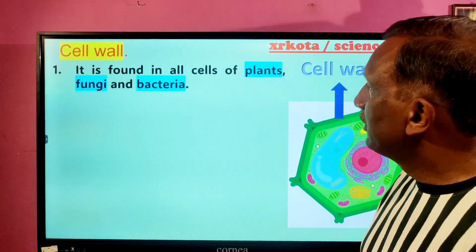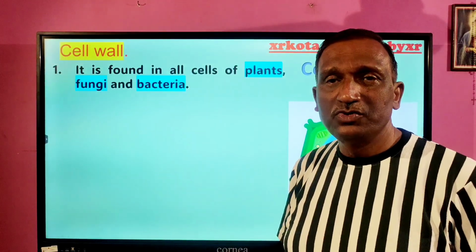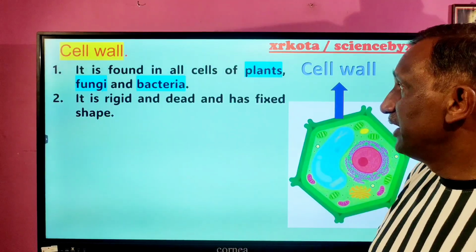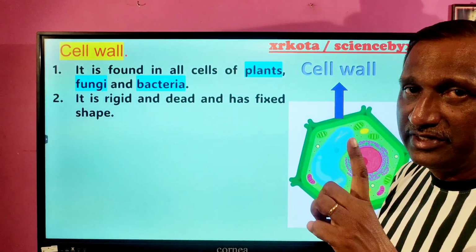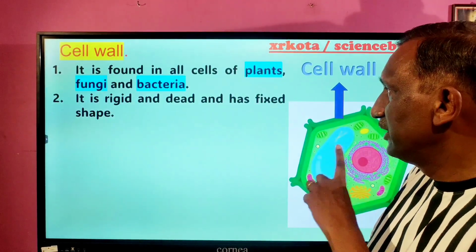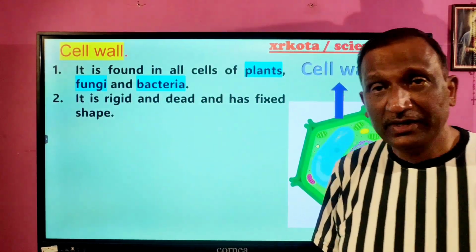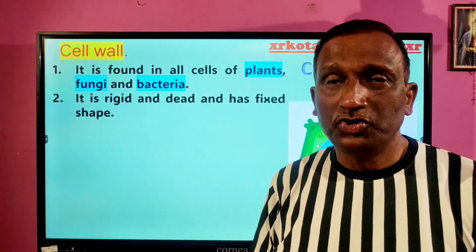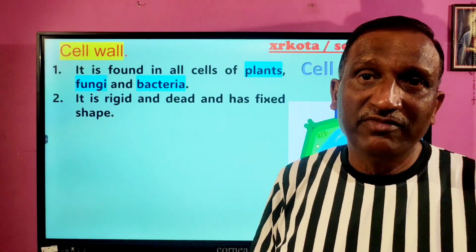It is found in all the plants and fungi and in bacteria. The rest of the cells do not have cell wall. Then it is rigid, dead and fixed shaped. Three important things are written. Rigid means it is not elastic. It is fixed in shape. Okay, hard and fixed shape. And it is dead also. Dead means, in case of damage, it will not be able to repair itself. It will not show growth. It does not produce or develop on its own. Rather, it is developed by cell membrane.